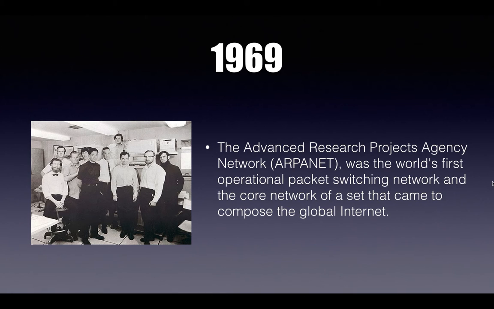By 1969, the network that DARPA had been working on was released, or announced, initiated as they called it, the ARPANET. It was the world's first operational packet switching network and the core network of a set that came to compose the global internet. The ARPANET, I guess, is the first internetwork that has the same structure in pretty much every way as the internet that still exists today.